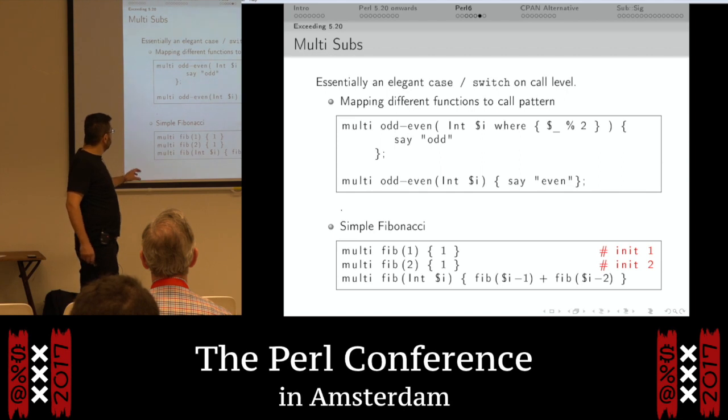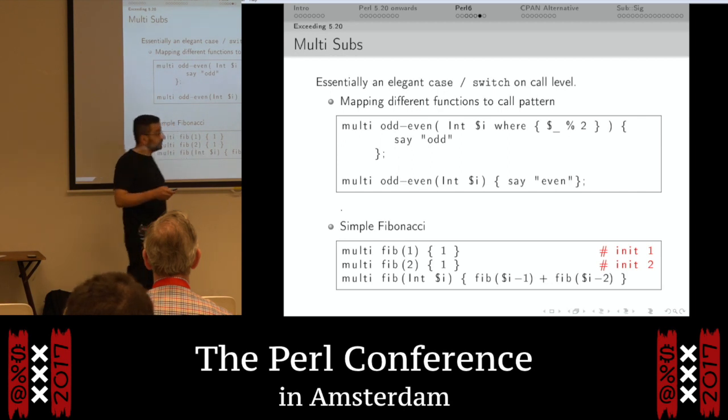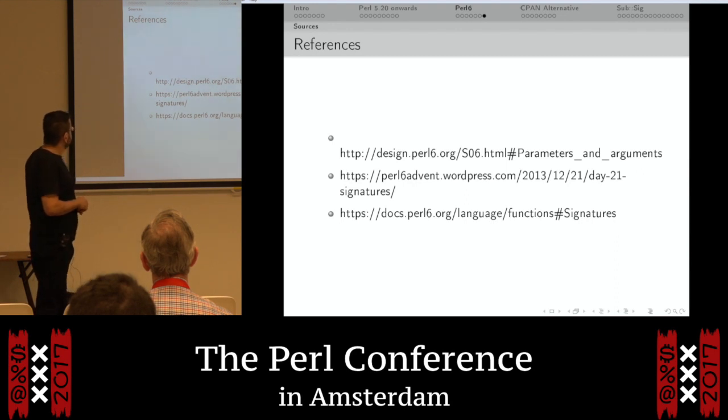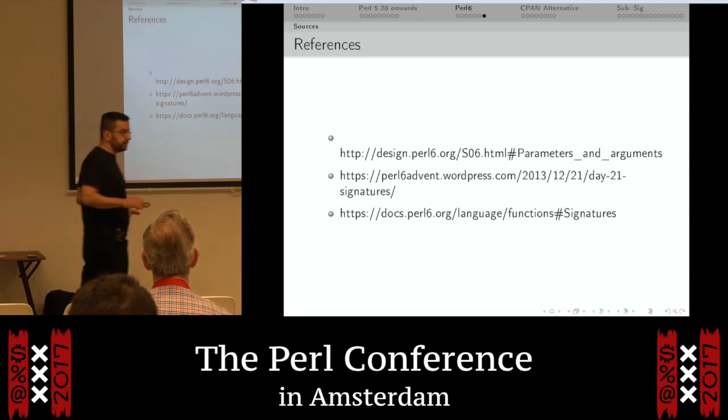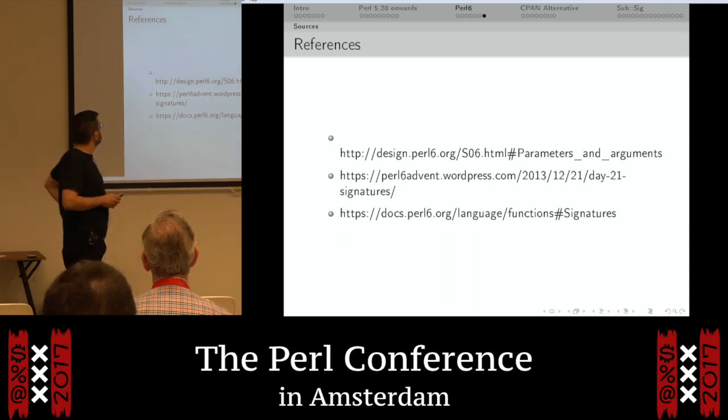That's very nice. It makes a very nice way to implement recursive functions, for example. Here you see a minimal implementation for Fibonacci, which is a recursive function which calls itself. And if it comes to 1 or 2, you have the initialization of Fibonacci. So, references. You can go to Perl6 docs, you can go to the synopsis, but be careful with the synopsis because they were written long ago and some stuff has changed in the meantime.